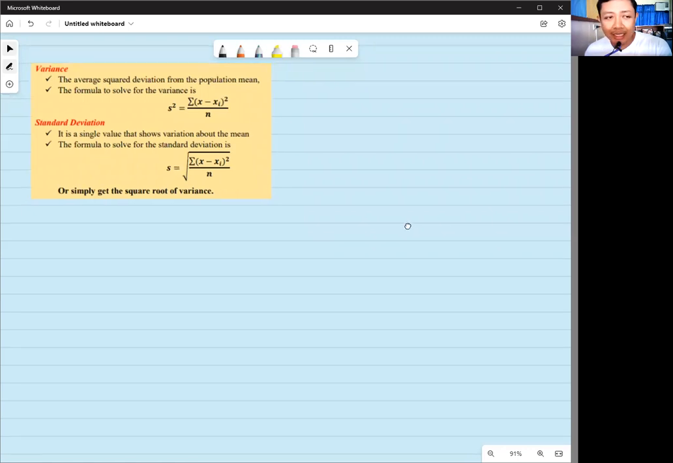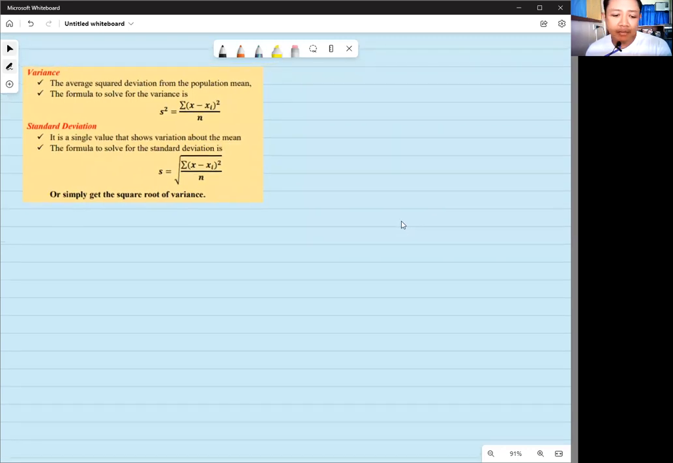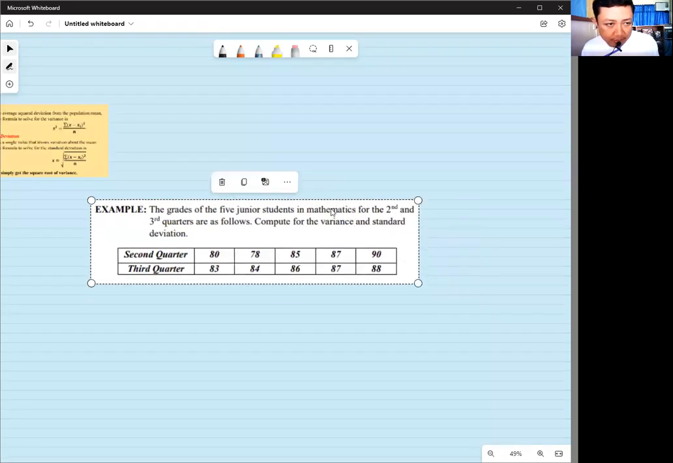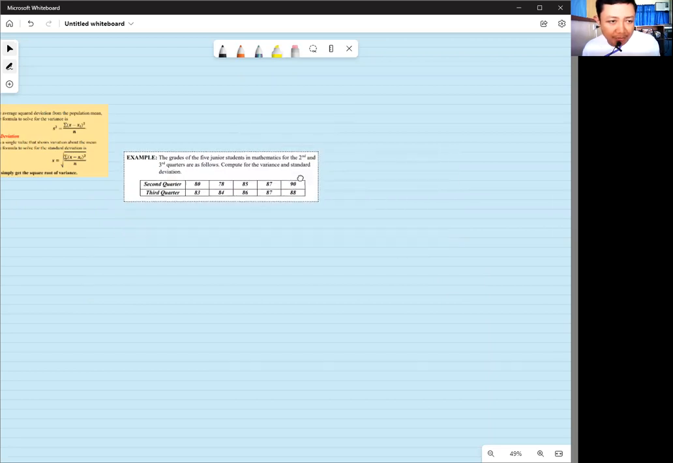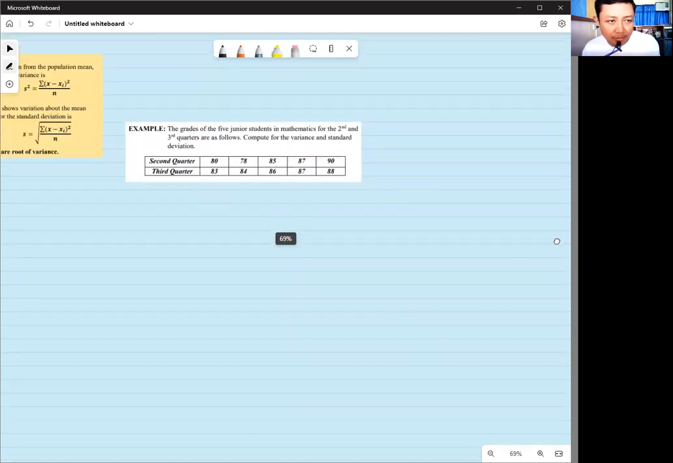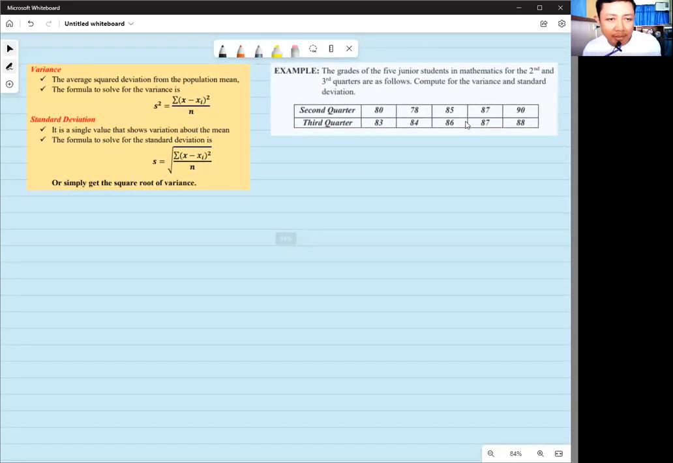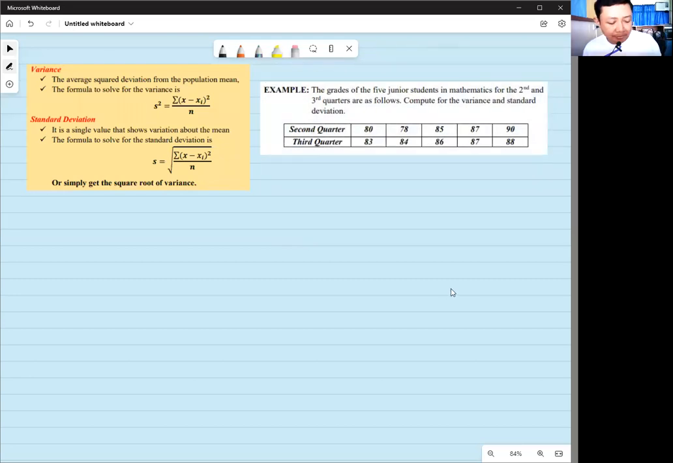Okay? Now, this looks abstract because we don't have the example yet. So now, let's have this first example so that we can already understand and analyze how we really solve for this. Here it is. This is just a similar example to what I presented to you a while ago. We are talking about grades here. Okay, so let's have this example.